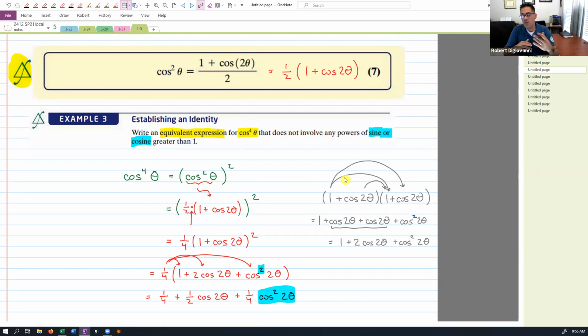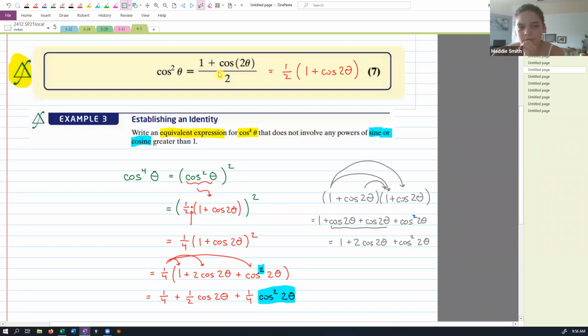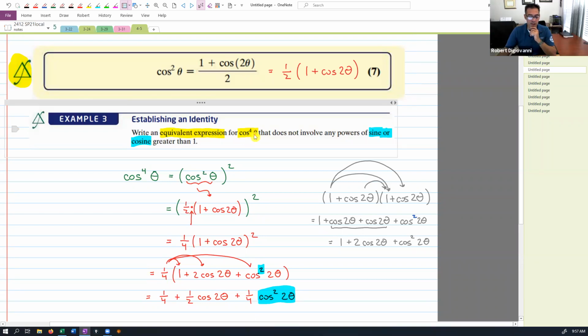Do we have a power reducing formula? Yes. But isn't that the formula we're trying to prove? No, we're not trying to prove this formula. We're trying to take an expression like cosine to the 4th theta and just rewrite it so it no longer has powers. That's all we're trying to do.